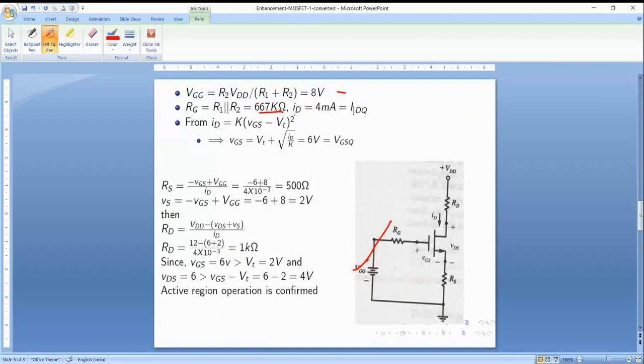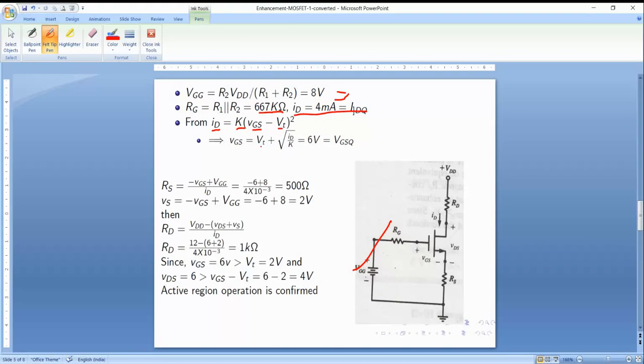So ID is equal to IDQ, which is equal to 4 milliamperes. From the base, let us assume the enhancement MOSFET is operating in the active region. The formula for ID in the active region is K into (VGS minus VT) whole square. So ID is given, K is given, VGS we need to determine, VT is given. Using this formula, VGS will be, taking the square root of ID, and taking K downside.